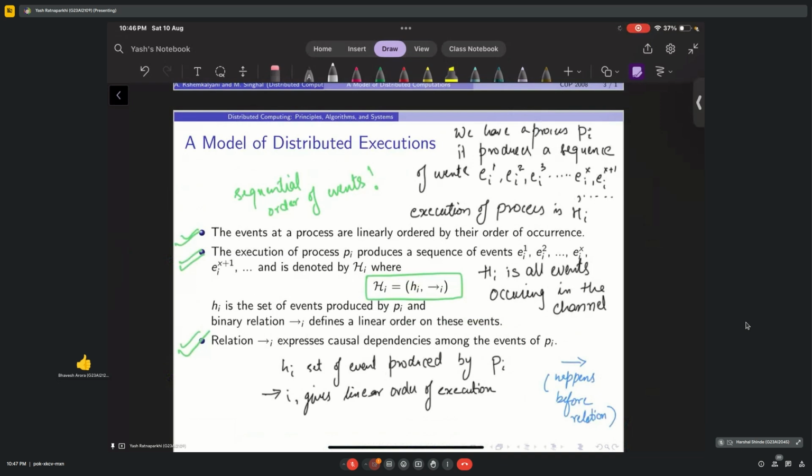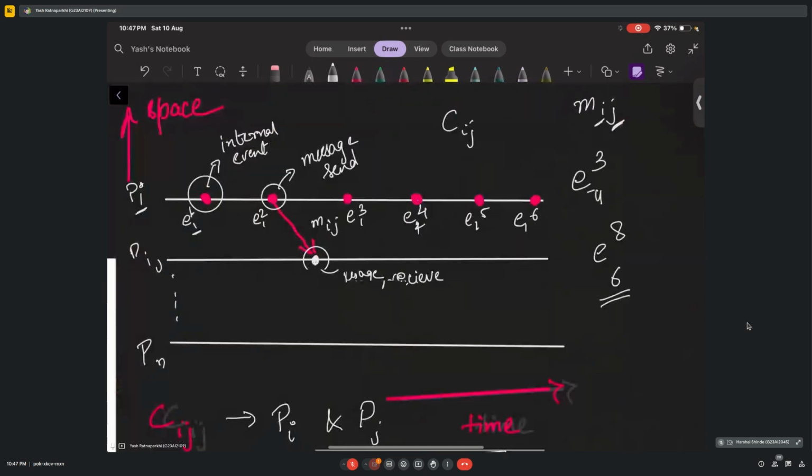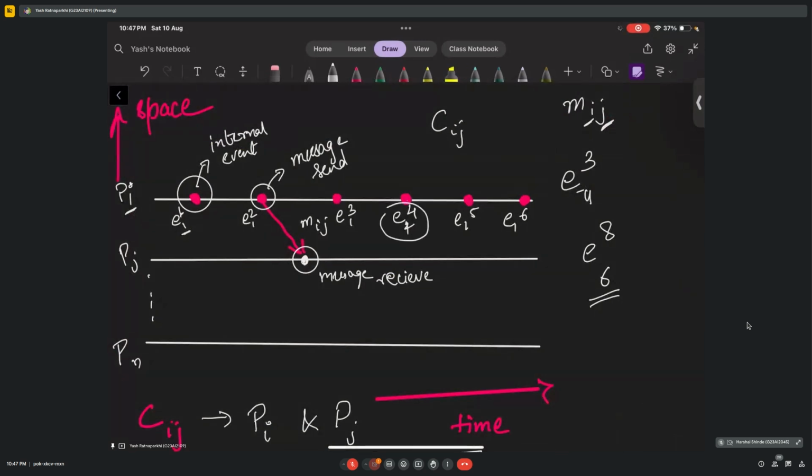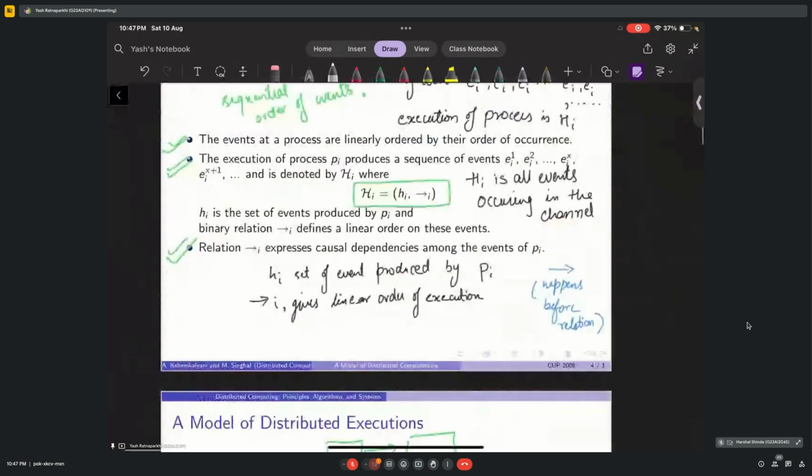So the third slide is focused on the sequential ordering of the events. Now we have the processes, and we have the events laid down on those processes. What will happen with that? The events of a process are linearly ordered by their order of occurrence. See, it cannot happen that E14 occurs before E11, right? It will follow a linear sequential order in all cases. So this is what has been explained here: events at a process are linearly ordered by their order of occurrence. The execution of process Pi produces a sequence of events E1 to Ex.